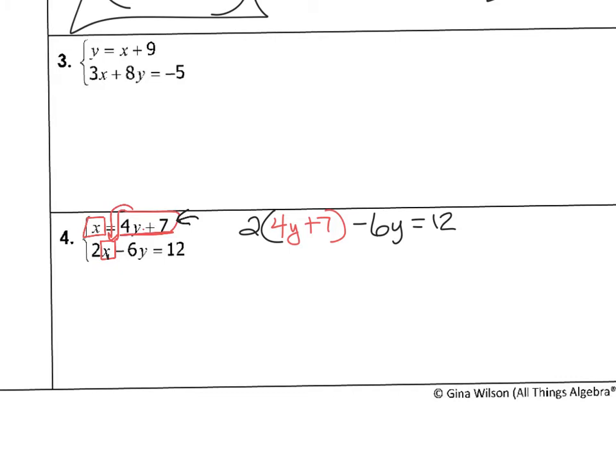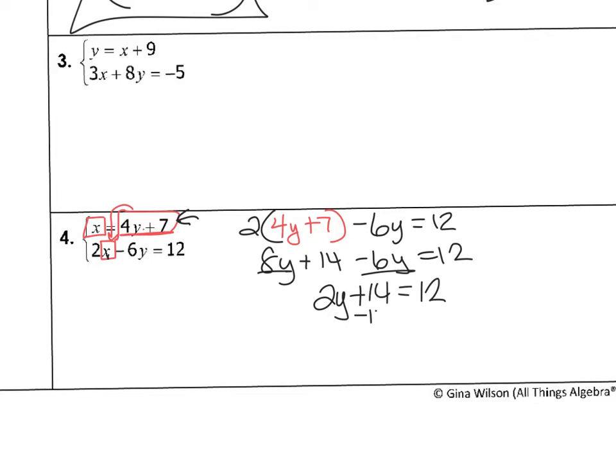All right, so we need to distribute. So 2 times 4y is 8y. 2 times 7 is 14. Minus 6y equals 12. Combine your like terms. They're on the same side, so you don't do opposite. 8 minus 6 is 2y plus 14 equals 12. Minus 14, minus 14. So 2y equals -2. y equals -1. Okay? So I've got y equals -1.